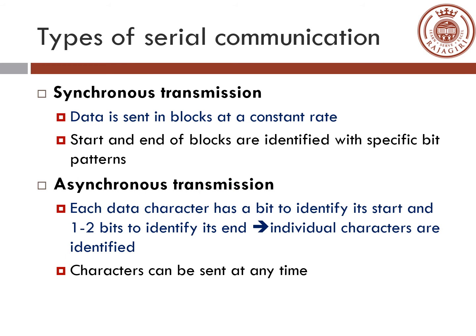We can also classify serial communication as synchronous or asynchronous transmission. In synchronous transmission, data is sent in blocks at a constant rate, which is defined by the synchronous clock, and start and end blocks are identified with specific bit patterns. We can also have asynchronous transmission, where we don't use a clock, and each data character has to be sent separately. So each character is identified by its start and stop bits, and they can be sent at any time.